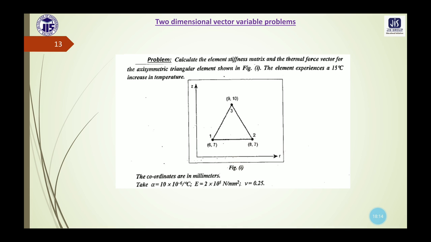Let us discuss the next numerical. Here we need to calculate the element stiffness matrix and the thermal force vector for the axisymmetric triangular element which is given in the diagram. The element experiences a 15 degree centigrade increase in temperature. And the coordinates, these are given in millimeter, and the value of alpha is given as 10 into 10 to the power minus 6 per degree centigrade. This is the coefficient of thermal expansion. Then E, Young's modulus, is given as 2 into 10 to the power 5 Newton per millimeter square, and the Poisson's ratio is given as 0.25.